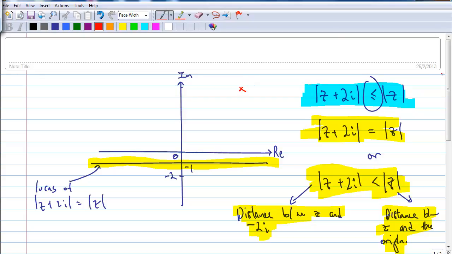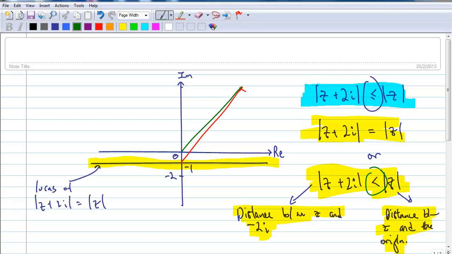Then what is the distance between z and minus 2i? That distance can be given by this line here. Okay, and what is that distance? Let's use a different color. Okay, between z and the origin, that distance can be given by this line here. Now clearly the red line has a longer length than the green line. Okay, so if the red line has a longer length than the green line, then this inequality does not hold. This inequality becomes a bigger than sign.